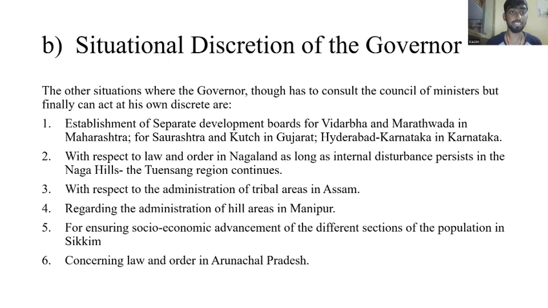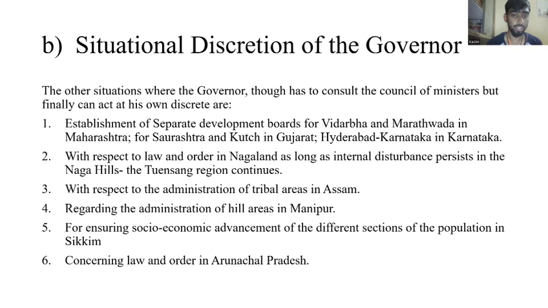Now let us speak about some other situational discretion of the governor. That is, the other situations where the governor, though he has to consult the council of ministers, can finally act at his own discretion are: establishment of separate development boards for Vidarbha and Marathwada in Maharashtra, for Saurashtra and Kutch in Gujarat, and Hyderabad-Karnataka in Karnataka.